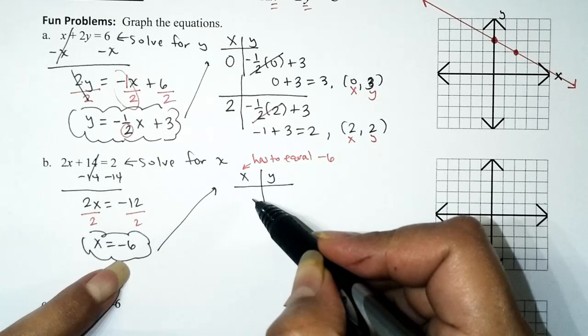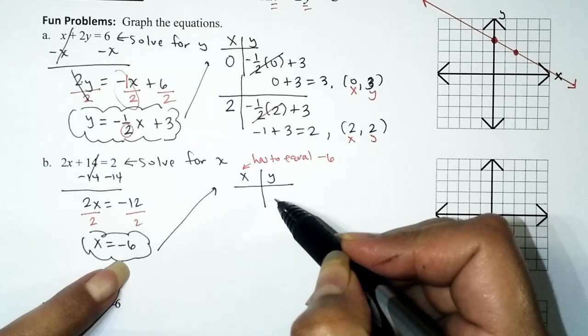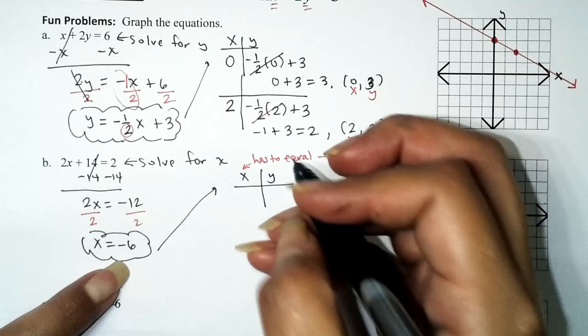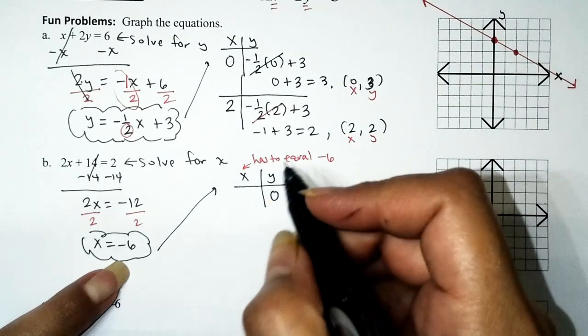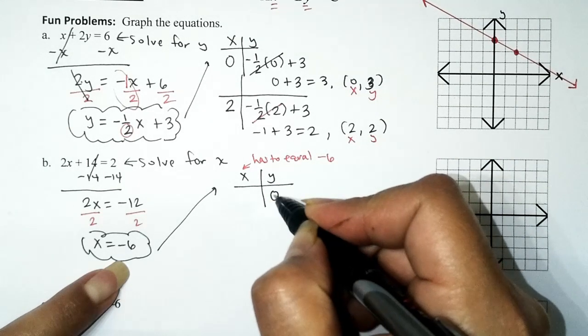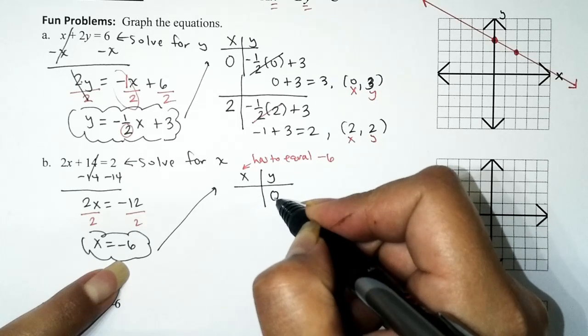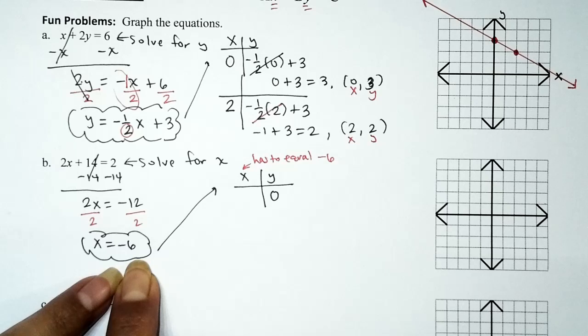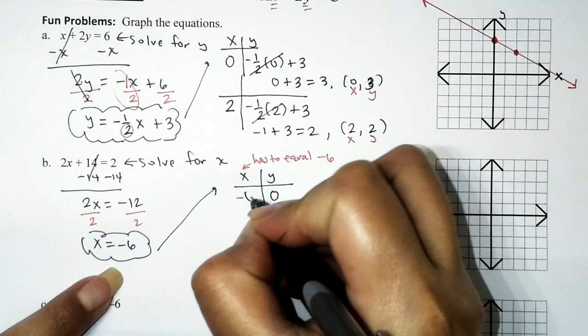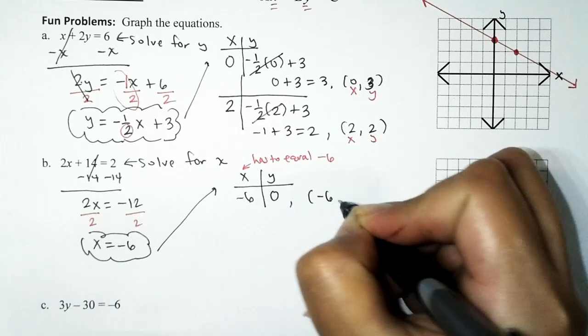So what am I going to do? I'm going to pick random values for y. Okay, so my favorite y value, you guessed it, 0. So procedure says pick a number for y and then plug it in to solve for x. So when y equals 0, I substitute a 0 for y, but there's no y. And guess what? X is still negative 6. So that will give us negative 6 comma 0.